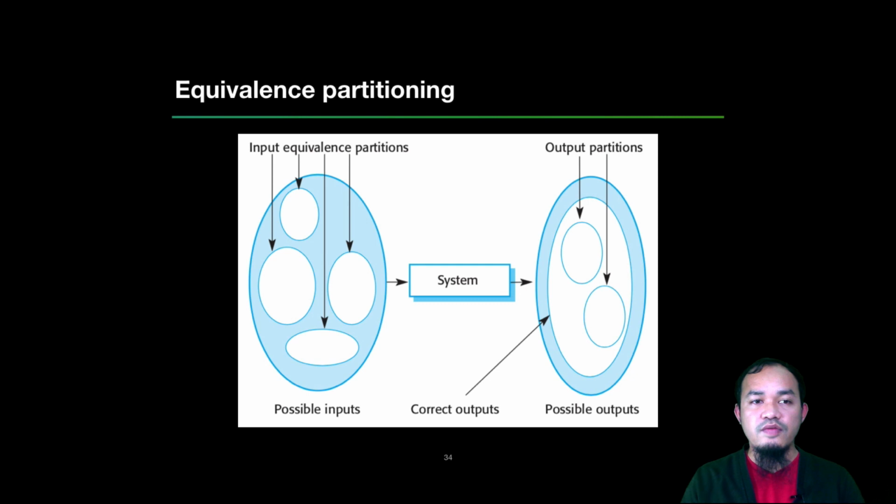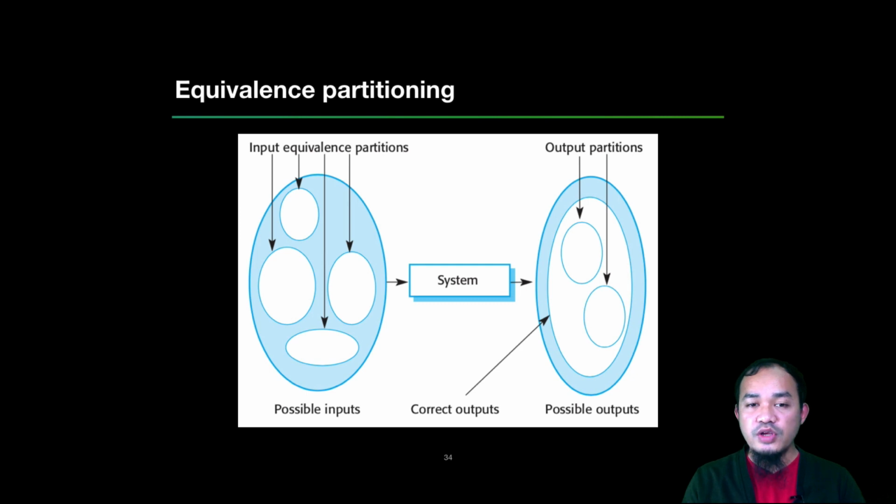This is an example of equivalent partitioning. Okay, we have input. For example, we have input here. We have input 1, 2, 3, 4, 5, right? And then the possible inputs that can be used to test the system, and then it will output the partition.